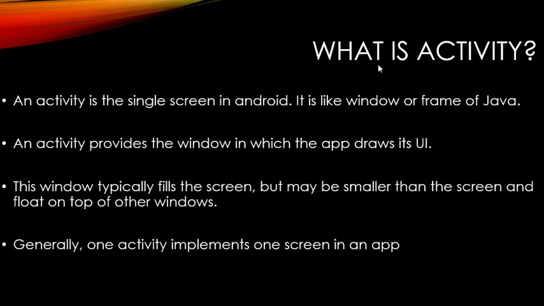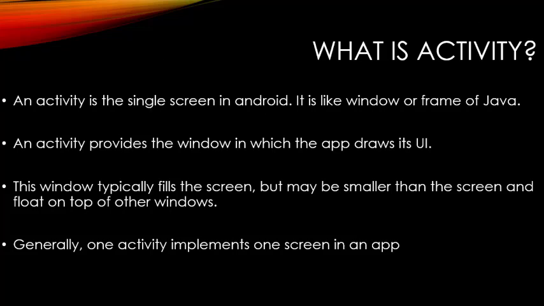First of all, we understand what an activity is in Android. In Android, an activity is a single screen. It is like a window or a frame of Java. We already know about the Abstract Window Toolkit in Java. In AWT, there is a class called Frame which is responsible for providing a window in which we can design our graphical user interface.